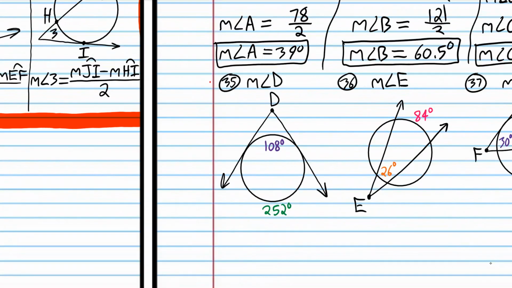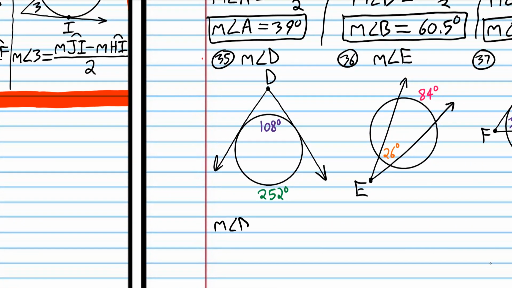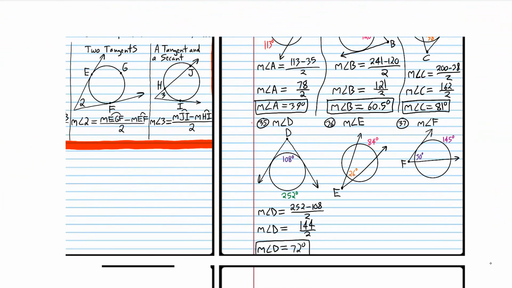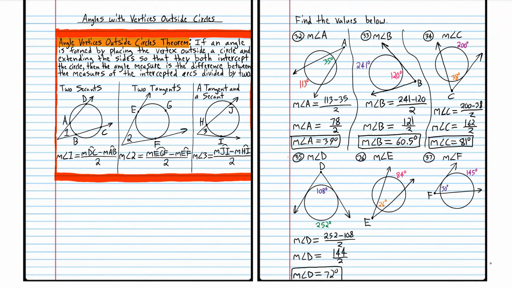All right, we're back. The measure of angle D is equal to 252 minus 108 over 2. And do the math on that. 252 minus 108 is 144. And finally, the measure of angle D is equal to 144 divided by 2, which is 72 degrees. So if you got that answer, good job. Go ahead and try number 36, and when you come back, we'll do it together.